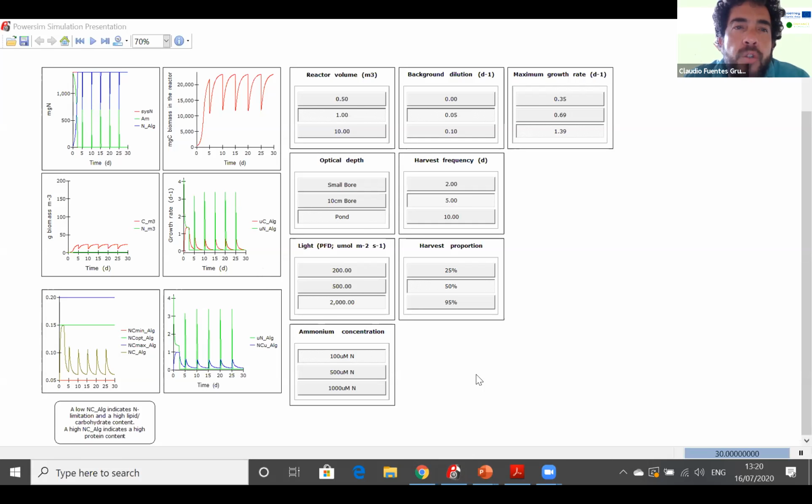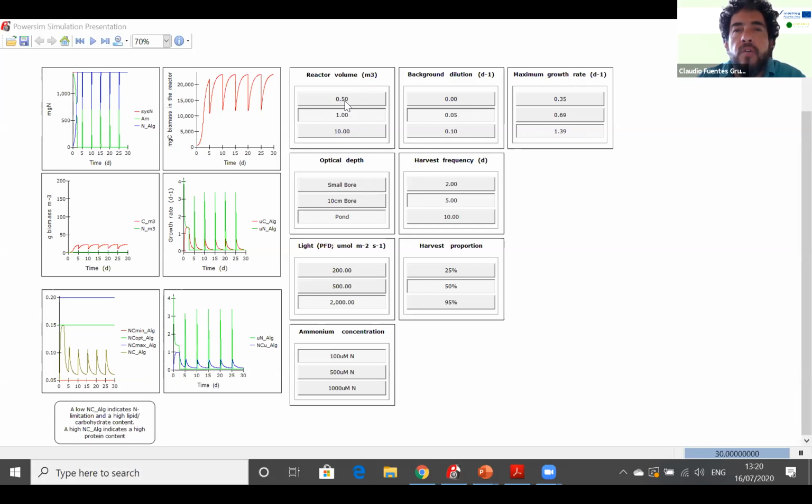For instance, here we have the reactor volume. This has been made to get real, at least pilot-scale volumes. That is why the minimum volume you will see here is 500 liters, and then we go to 1,000 liters, a ton, and then 10 tons. We have a background dilution, and then we have 3 growth rates. This is the maximum growth rate, not the average, and that is why there are 3 options here.